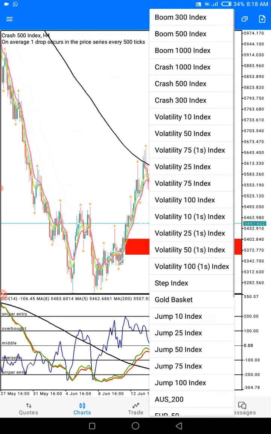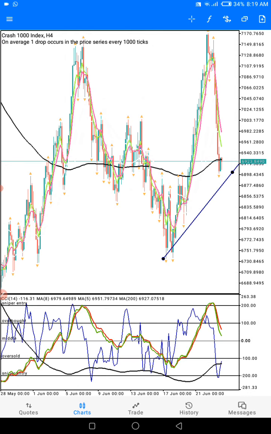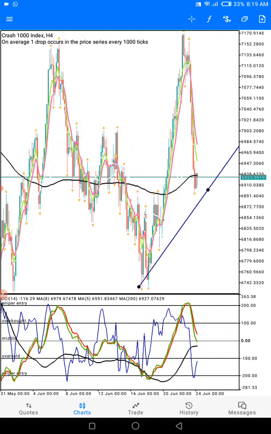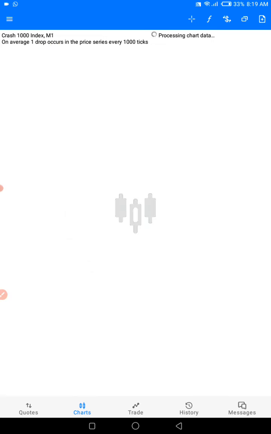Now let's look at Crash 1000. Let's see how the market is playing down there on Crash 1000. If you look at it, Crash 1000 is also hanging on a trend line, and the trend line is currently giving us a signal. This is how the signal is pointing into a selling direction. That is the signal we are getting for Crash 1000. Let's go to the lower time frame and see what the picture is like down there.